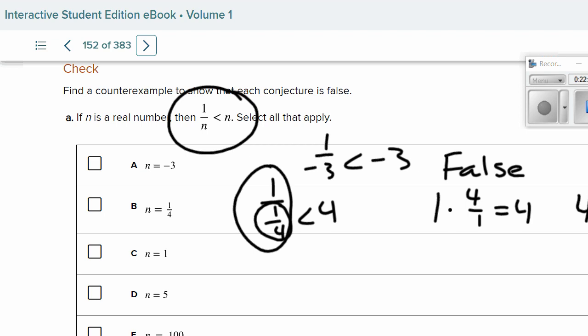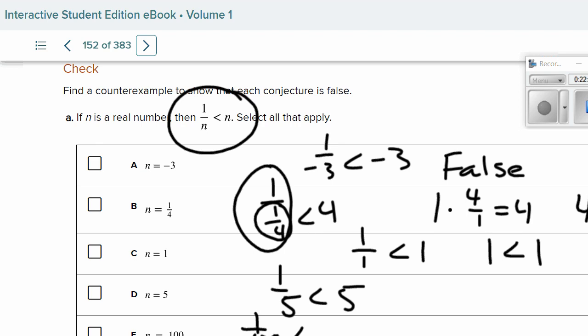For C, if I took 1 and I plugged it in for n, I get that, and 1/1 is 1. Is 1 less than 1? And once again, it's not, it's equal to, so C would be false, or make the conjecture false. For D, I take the 5, I plug it in. Is 1/5 less than 5? And yes, it is. For E, n is 100, I plug that in. Is 1/100 less than 100?